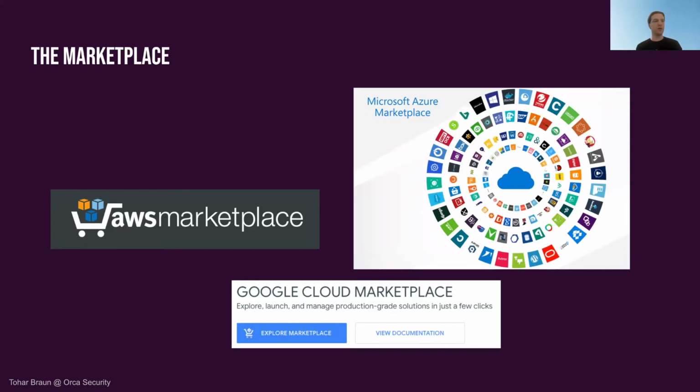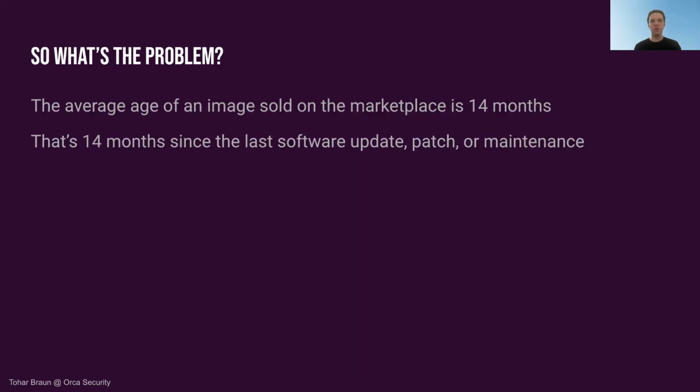Each of those operates a little bit differently, but essentially what they offer is a platform for software vendors to offer their pre-configured servers for customers to deploy with very few clicks. So what is the problem with those marketplaces? Well, according to our research, the average age of an image on those marketplaces is 14 months.